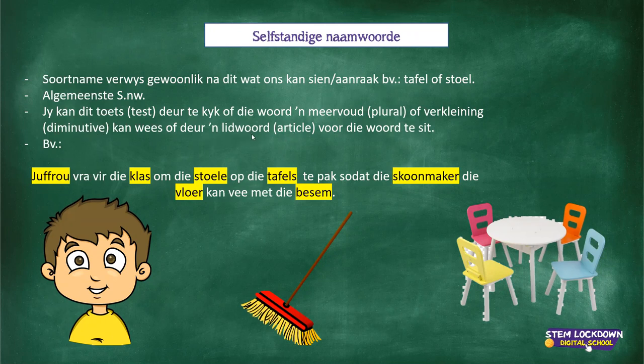Now, an article, there's only two in Afrikaans. It's called lidwoorde. You only get two in Afrikaans. The word die and the word 'n. You'll see there. Those are the only two articles in Afrikaans. And it always stands in front of a selfstandige naamwoord. Look there, die tafels. It can also be 'n tafel. So let's look at the example.